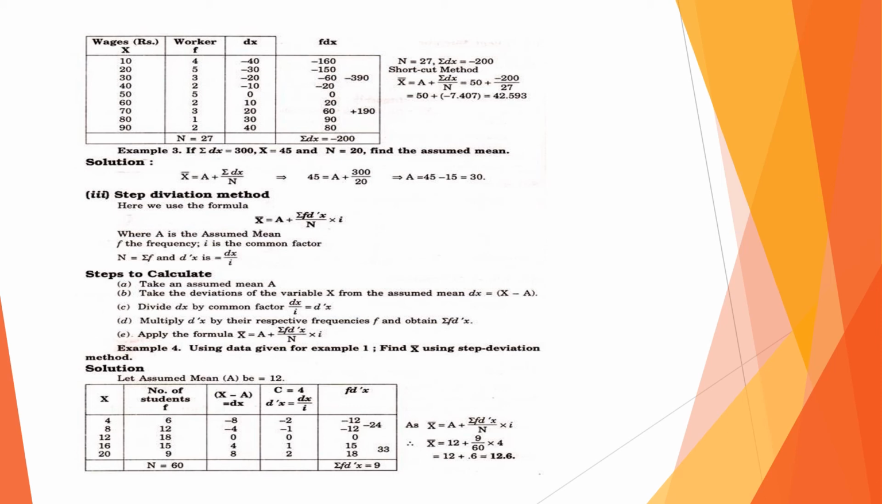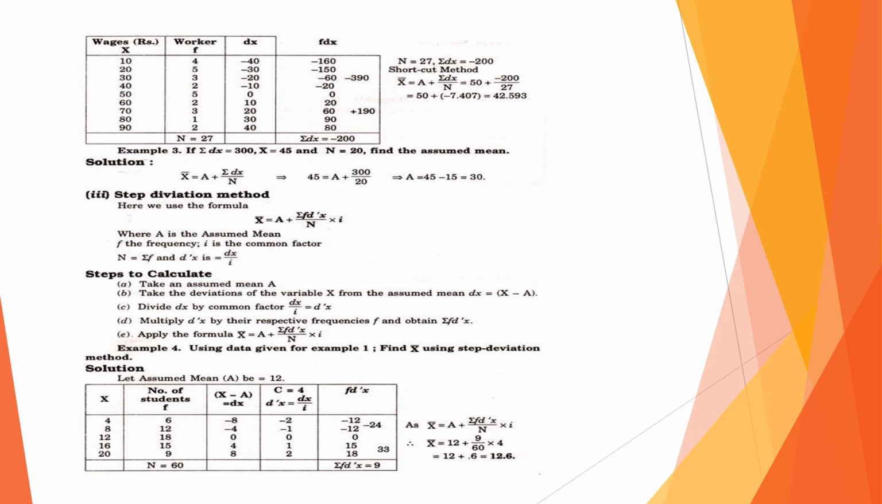Now how to find out d dash x? D dash x is dx divided by i. I, what I have taken, is 4. Minus 8 divided by 4, minus 4 divided by 4. Then I will be able to get minus 2, minus 1, 0, 1, 2. Now multiply this column d dash x into f. After multiplying, I will be able to get minus 12, 0, 15, 18.